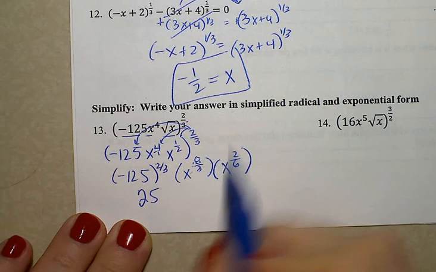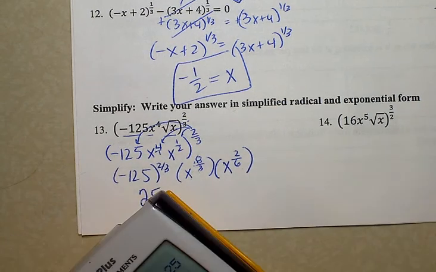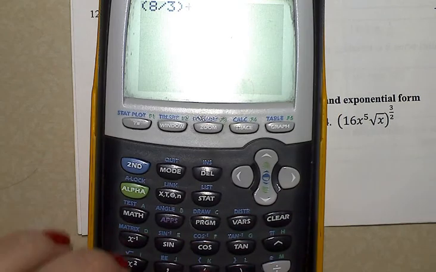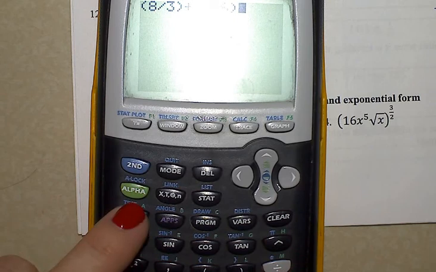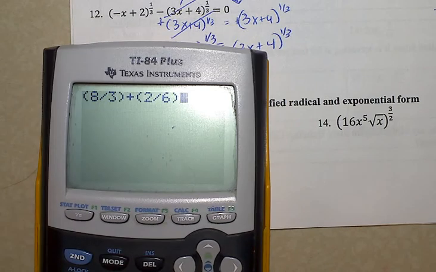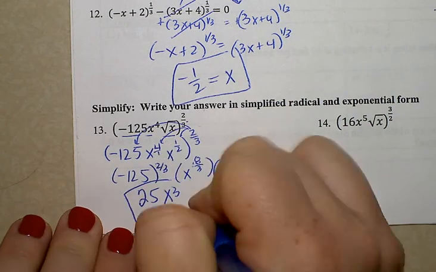Now when you have the exact same base and you're multiplying, you add the exponents. So grab the calculator again. We're going to go 8/3 plus 2 divided by 6. It will reduce it for us. Hit math, fraction, enter, enter. And we end up with an exponent of 3. Here is your final answer.